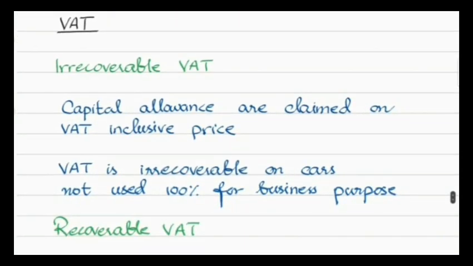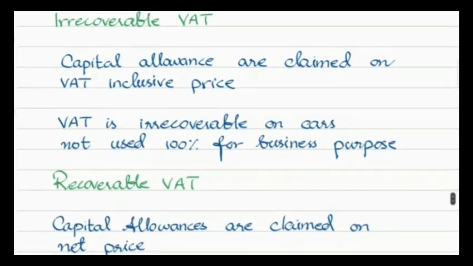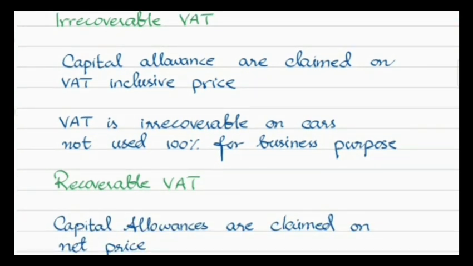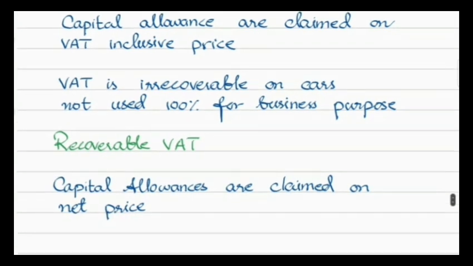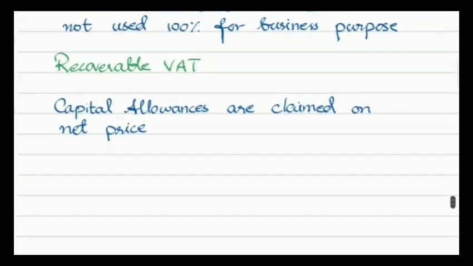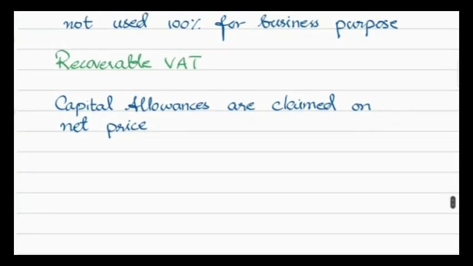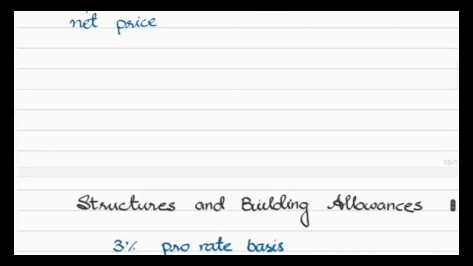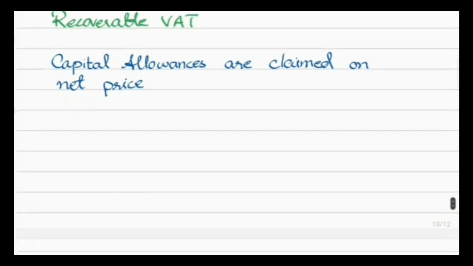VAT, value added tax: if the value added tax is irrecoverable, capital allowances are claimed on VAT inclusive price. VAT is irrecoverable on cars that are not used 100% for business purpose. Recoverable VAT: capital allowances are claimed on net price, means price excluding VAT.